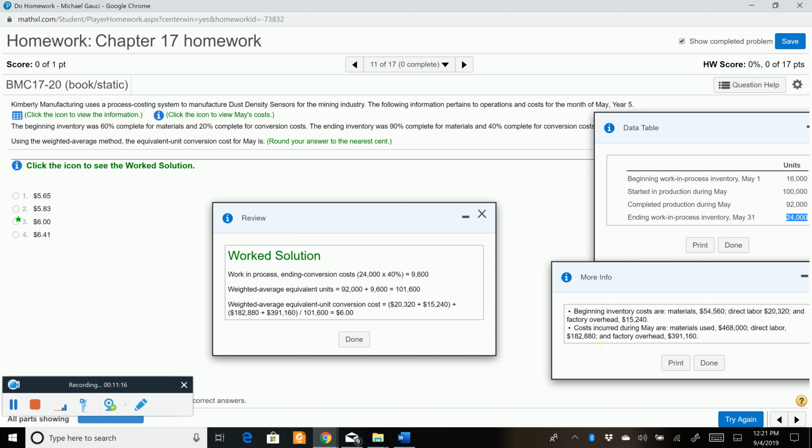Now, since we're using weighted average, we're going to take 100% of our conversion costs. Beginning inventory, the conversion costs were direct labor 20,320, overhead 15,240. During May, direct labor 182,880, and factory overhead 391,660. You add those four numbers up, and we will divide it by the equivalent units of 101,600. Your answer is $6, the cost per equivalent unit using weighted average.